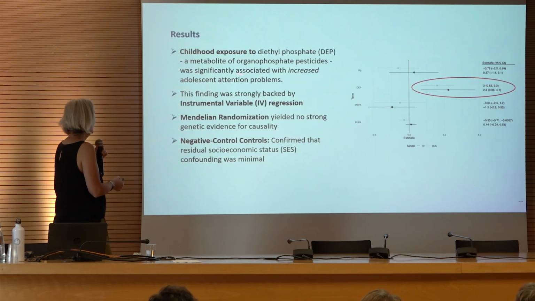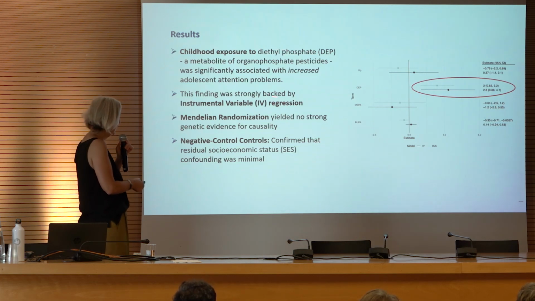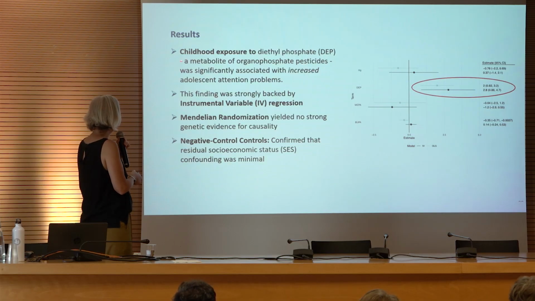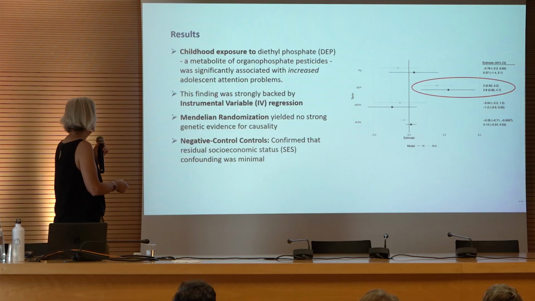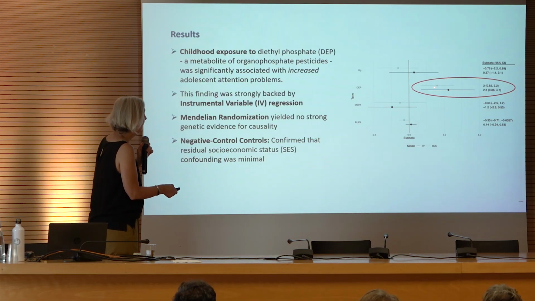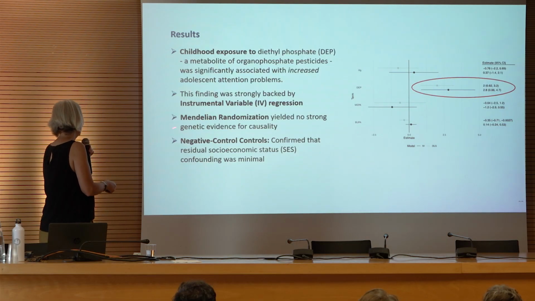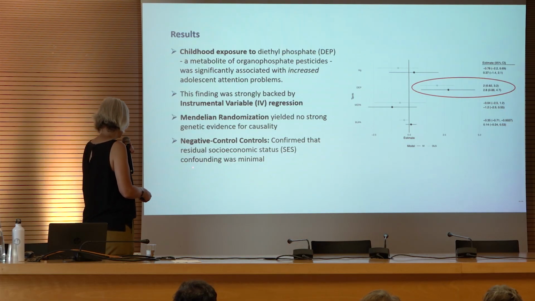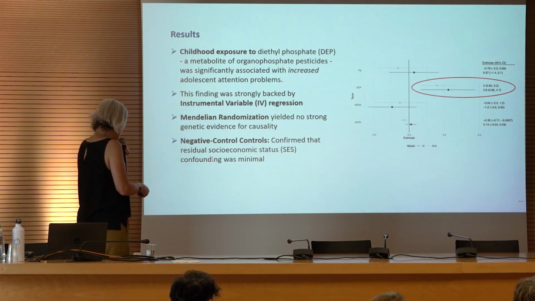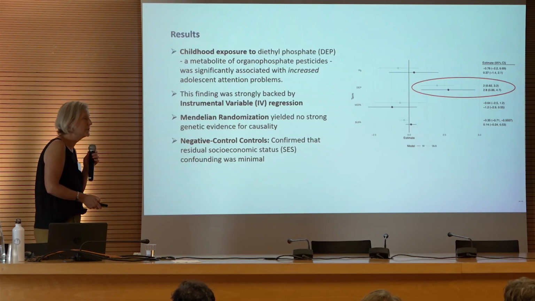To be very short, we found that one of the pesticide metabolites, indicating exposure to pesticides, was significantly associated with increased attention problems. And this finding was strongly backed by the instrumental variable regression, as you see here. We didn't find strong genetic evidence in the Mendelian randomization. But the negative control regressions confirmed that residual socioeconomic status confounding was minimal.